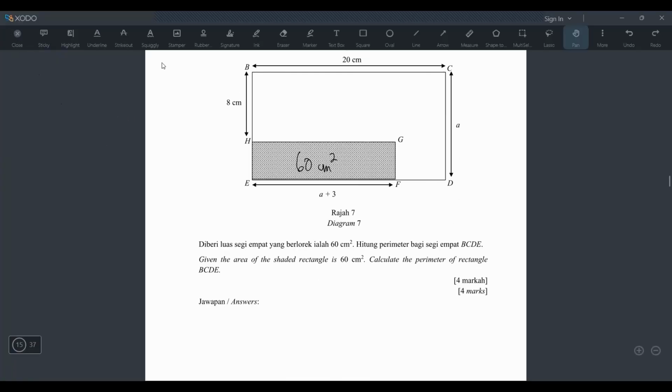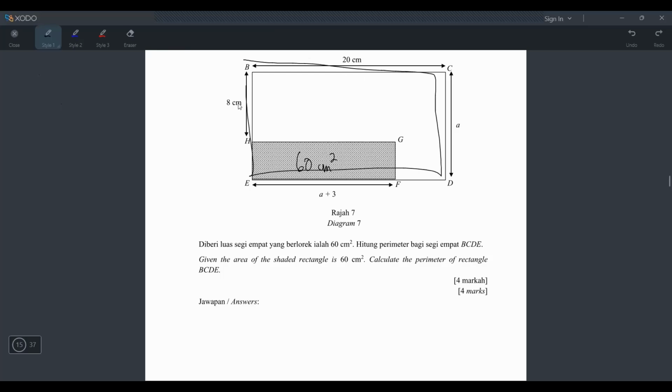So if I want the perimeter of BCDE, it means I need to have all four sides. I know this is 20, I know this is 20, but I don't know this, and I also don't know the whole line here. So how to find? I'm sure they give you this information because it will help us to find the perimeter. So let's use this information first.